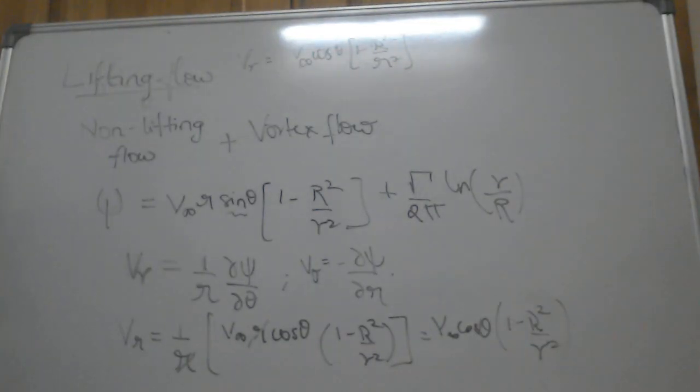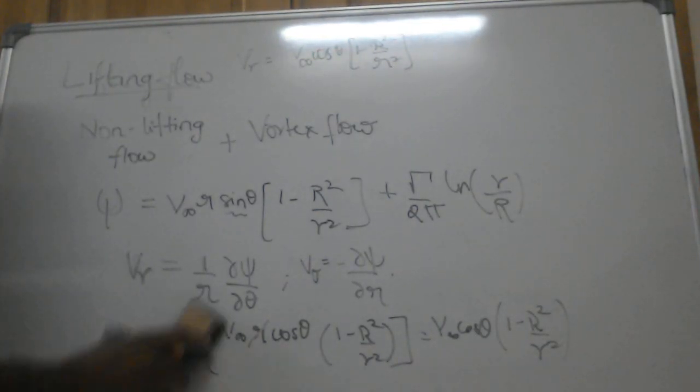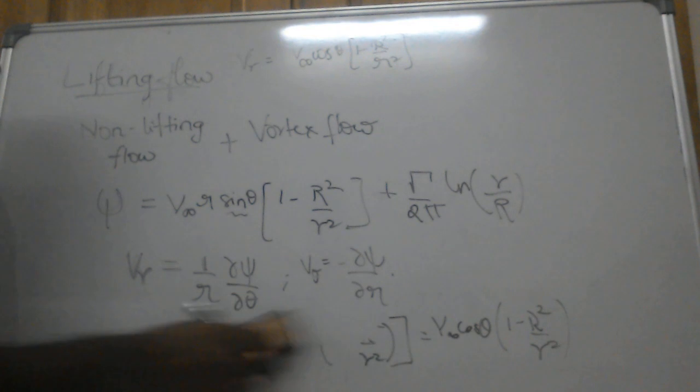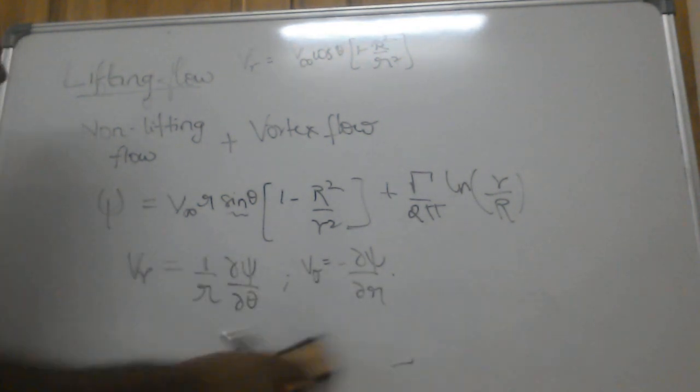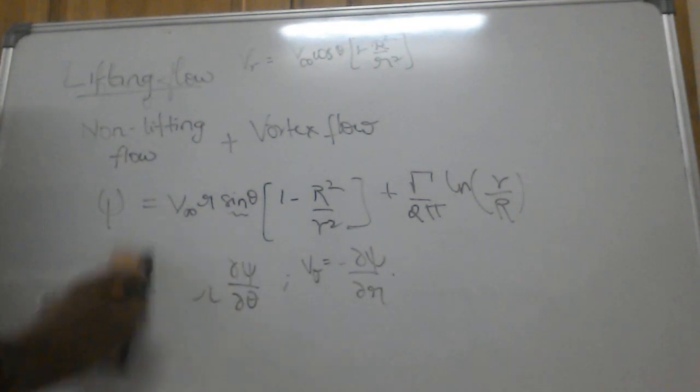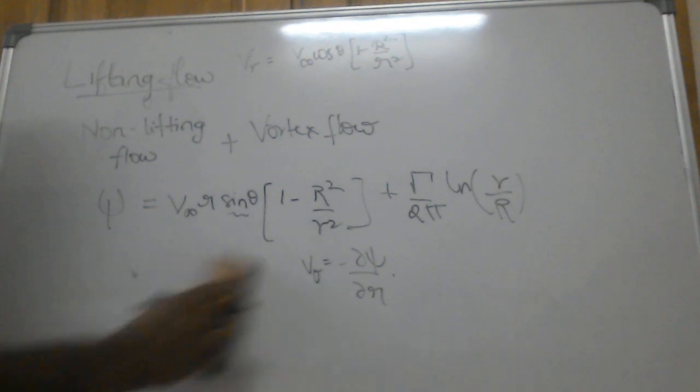Right? So for the V theta component, we need to differentiate the expression for stream function with respect to r.